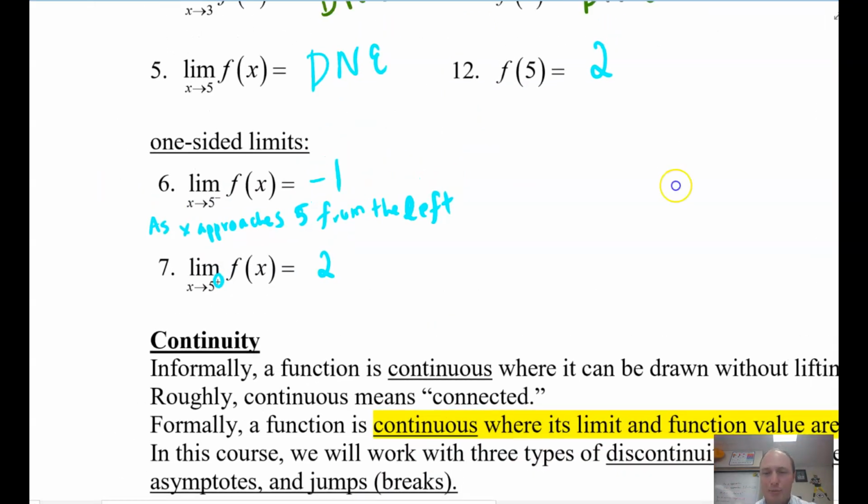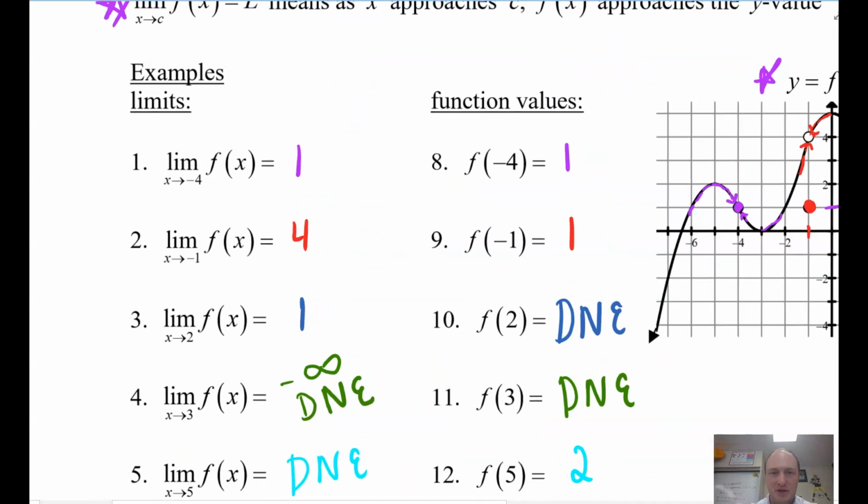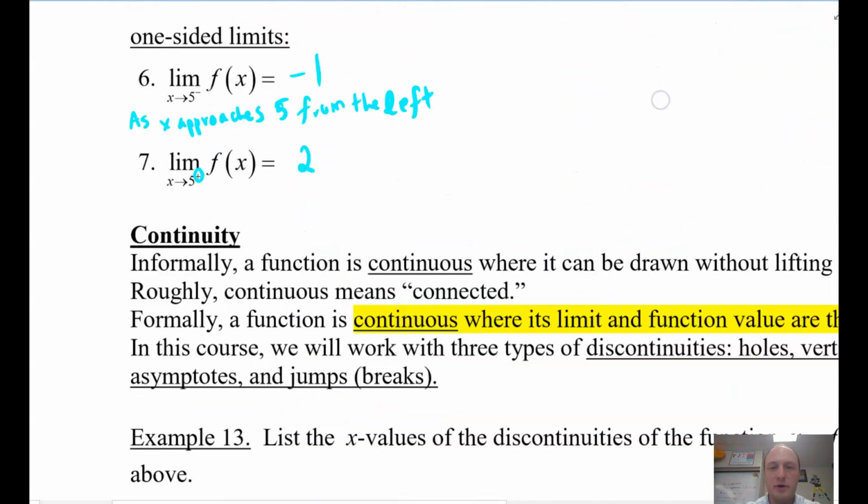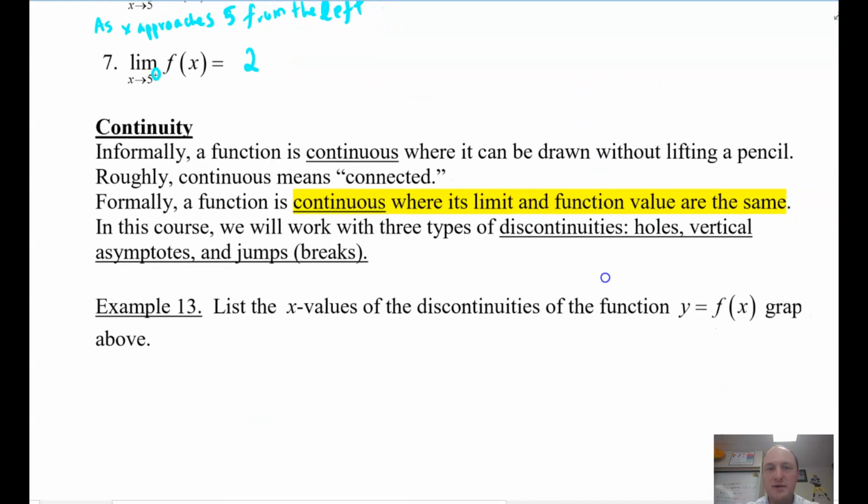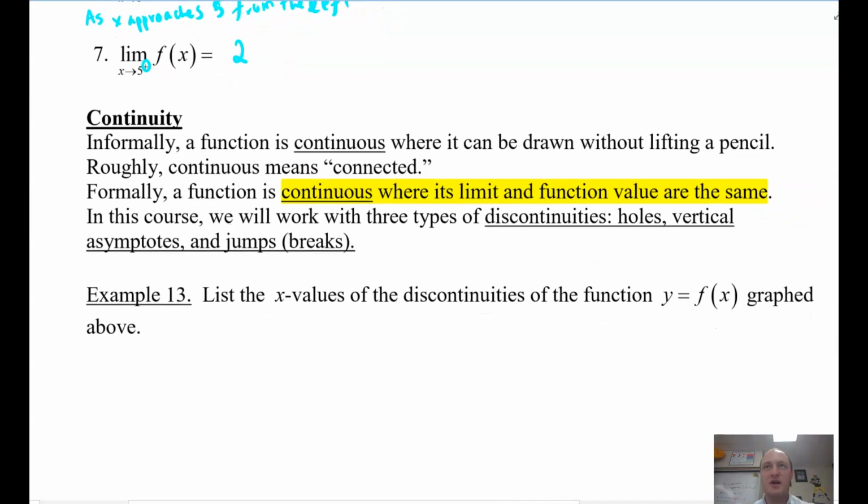Now, I brought up these examples up here. Notice how here my limit existed and the function was the same. Here the limit existed, function was different. So in order to have continuity, you need to have the left and the right side limits equal each other and the function to equal that value.